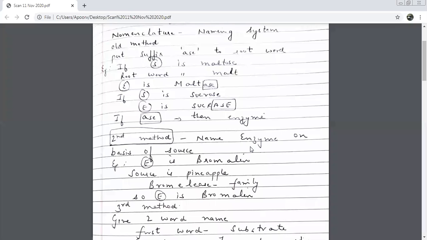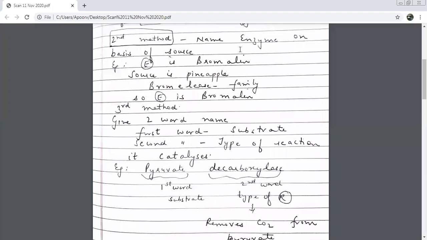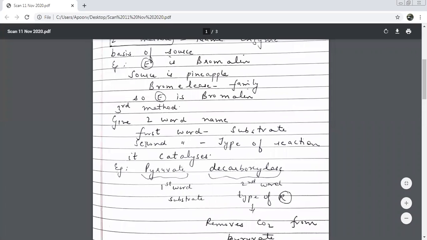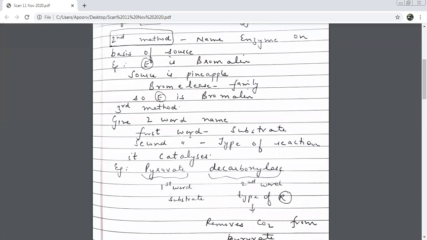Now we come to the third method. The third method was, see, give names in two words like you did in binomial nomenclature, something like that only.